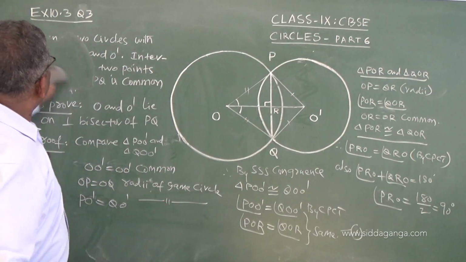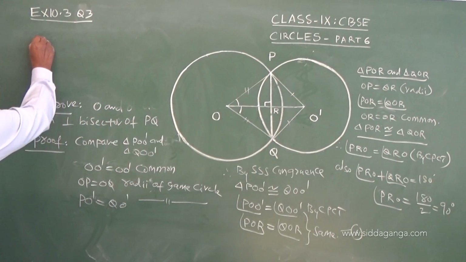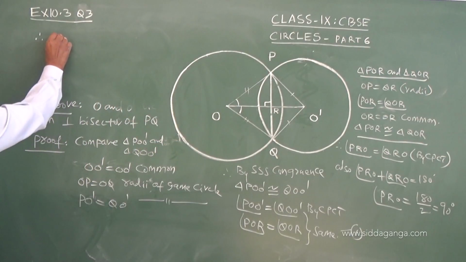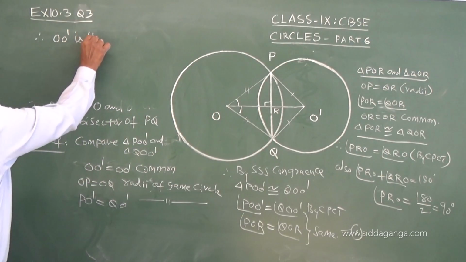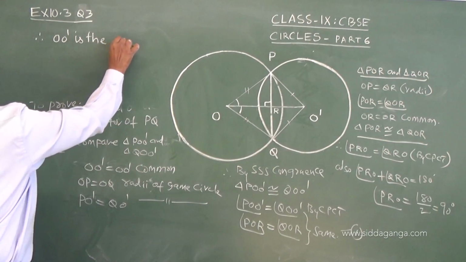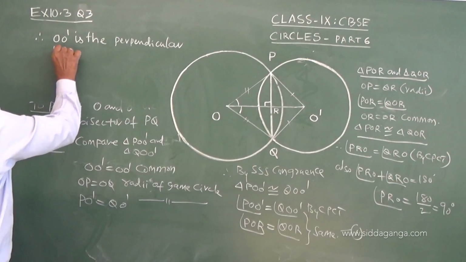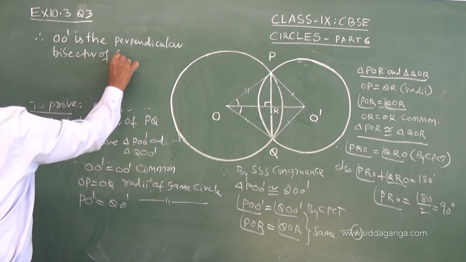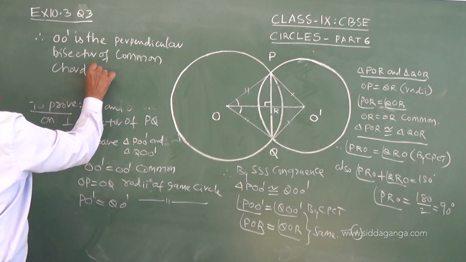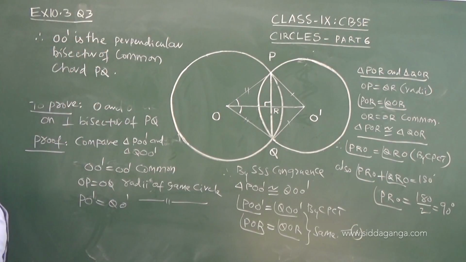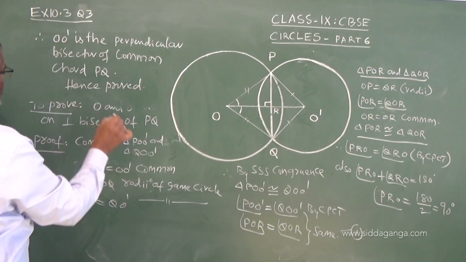So, therefore, final conclusion you can write like this. Final conclusion. So, therefore, O dash is on the perpendicular bisector of the common chord PQ. Hence proved.